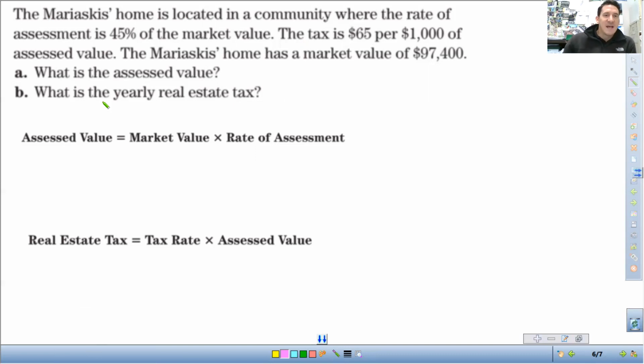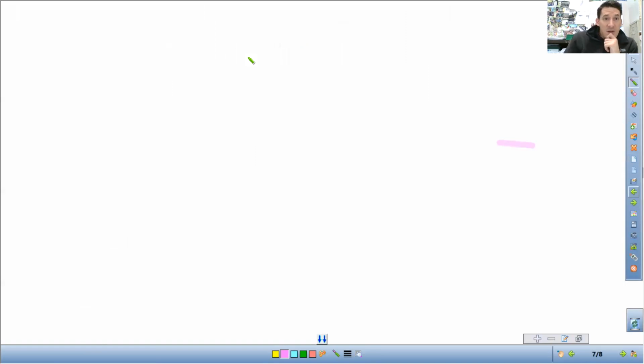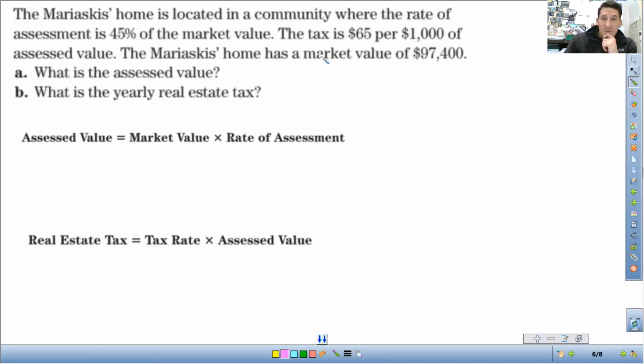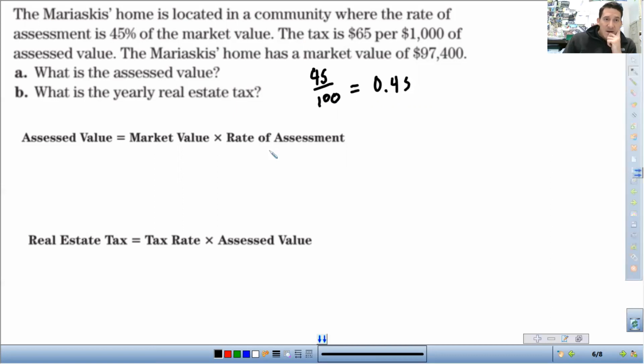So what's the assessed value? First, you're going to take the 45% and convert it to a decimal, so 45 divided by 100. The assessment rate is 0.45. Here you're going to take the market value, 97,400, and multiply it by the assessment rate, 0.45. And that comes out to 43,830.